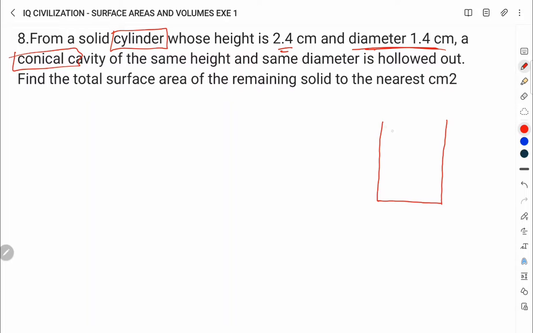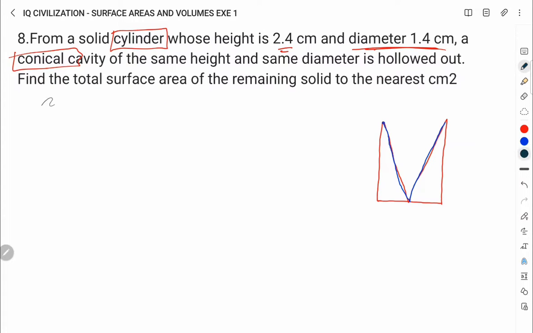In this, a conical cavity of the same height, a conical cavity, I have removed this. Wait, I will use another color. So this part I have removed, this part. So find the total surface area of the remaining solid to the nearest centimeter square.